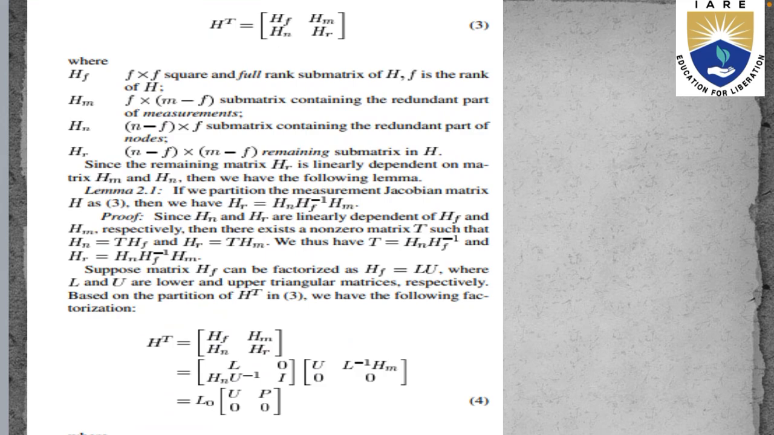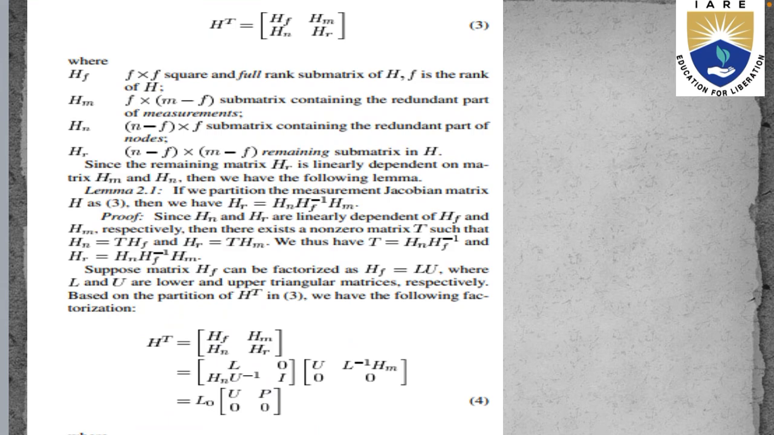H_M is the submatrix containing the redundant part of measurements. H_N is n minus f by f, the submatrix containing the redundant part of modes. H_R is n minus f by m minus f, the remaining submatrix in H. Since the remaining matrix H_R is linearly dependent on the matrices H_M and H_N, we have the following lemma 2.1.